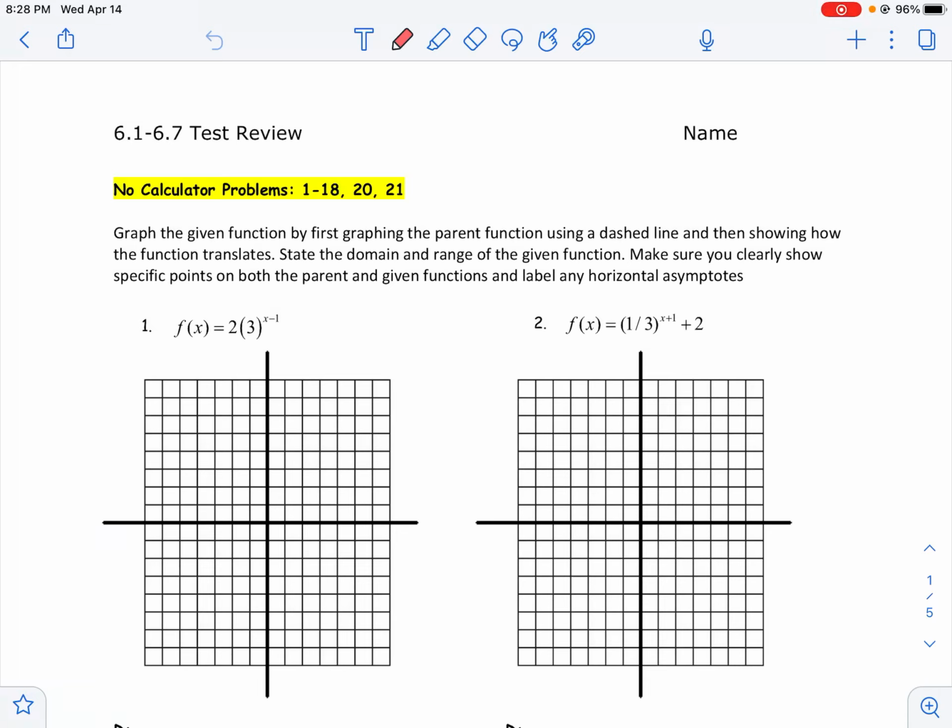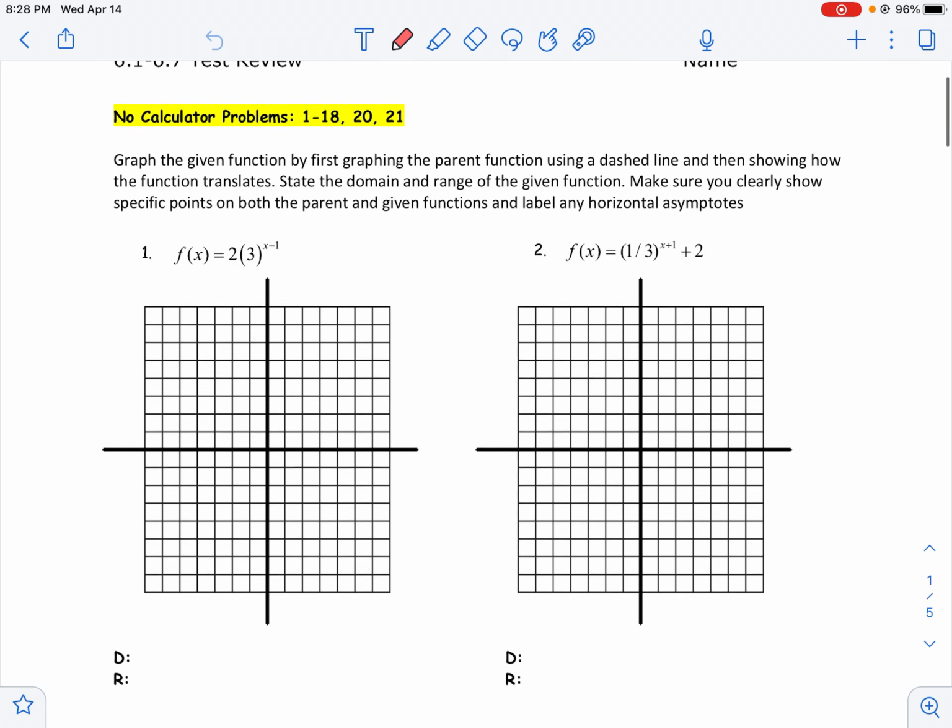This is the Unit 6 test review. The first questions here, basically through 21, are all no calculator problems, so we'll start it like that.